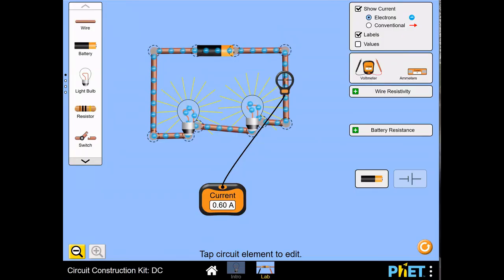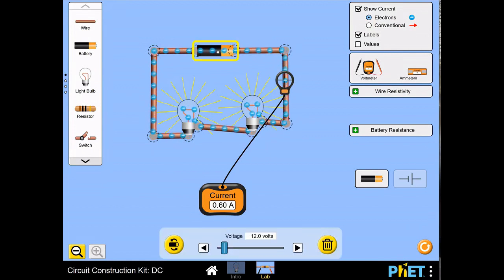So if we go back and look at our electrical circuits that we had here, this is the circuit I've got here. So my voltage is 12, and then my current is 0.6. So if I wanted to work out the power, it would be 12 times 0.6. So that's this series circuit here.